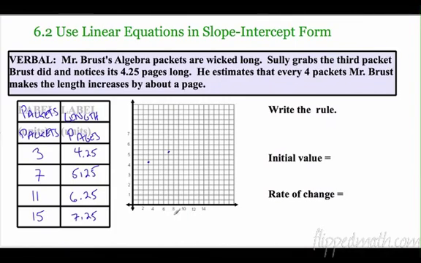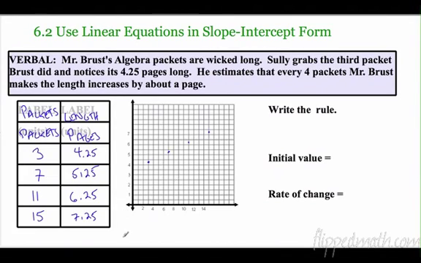11 packets is 6 1/4. And last but not least, 15 packets is 7 1/4, right about there. All right, so you can see we have a nice linear situation going on right here.